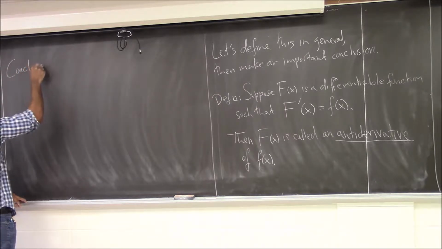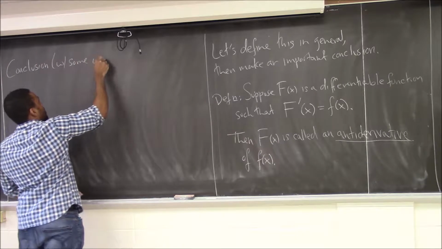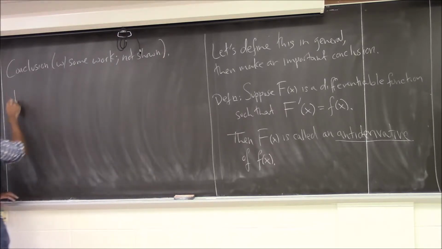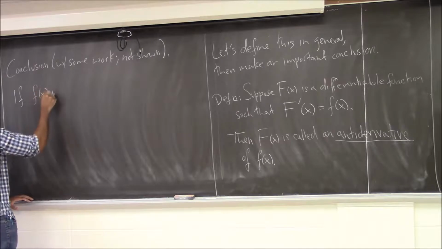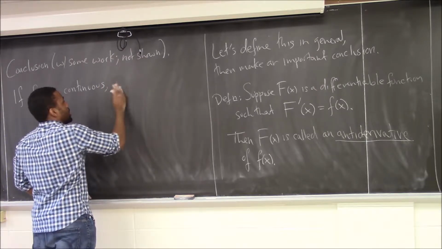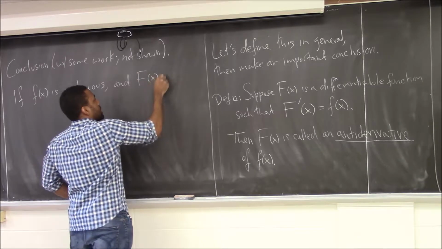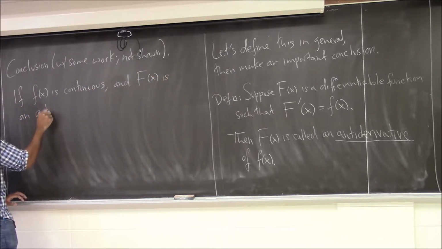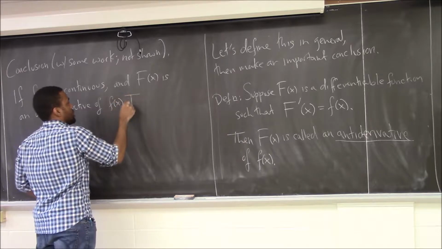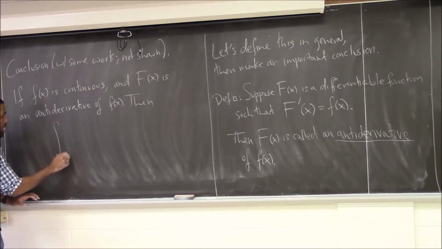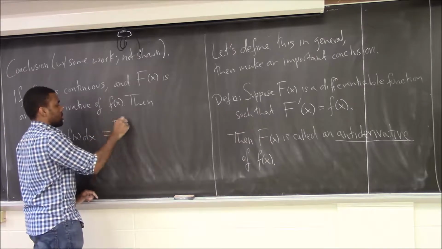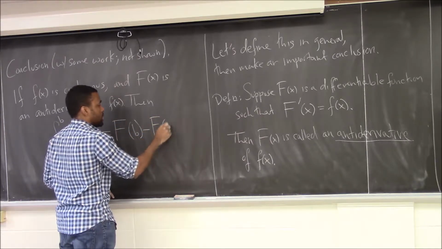Here's the conclusion, with some work, not shown. It is that if f of x is continuous, and big F of x is an antiderivative of f of x, then the area under the graph of f of x from a to b will be equal to big F evaluated at b minus big F evaluated at a.